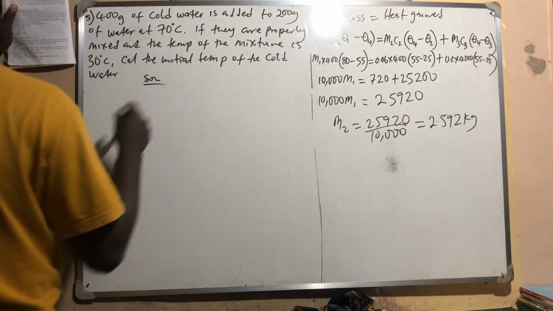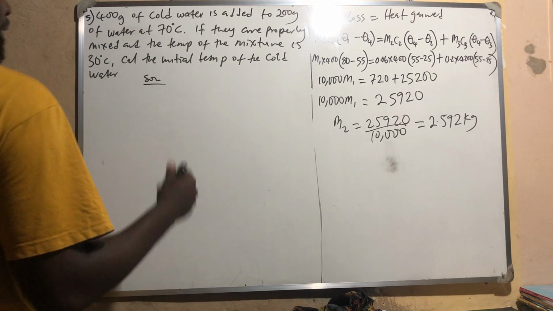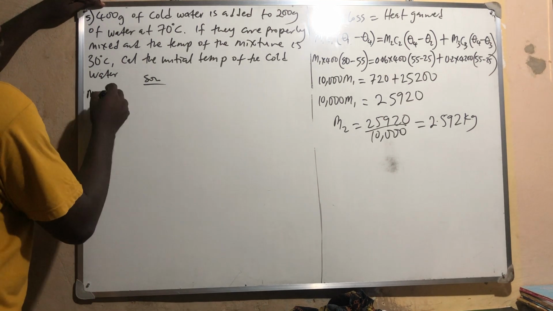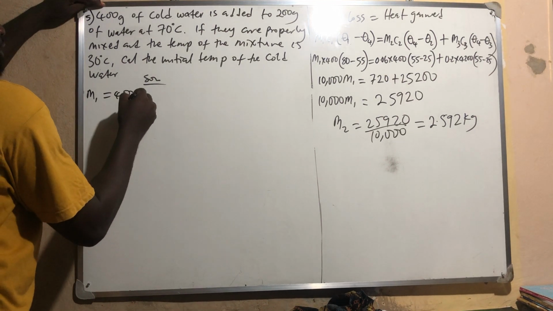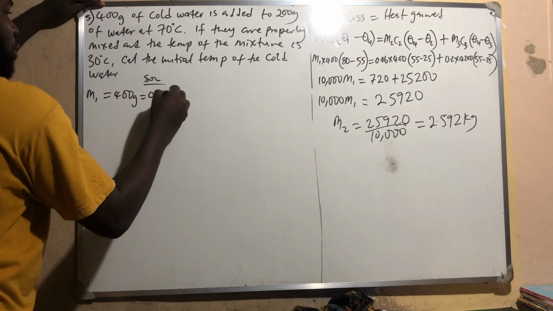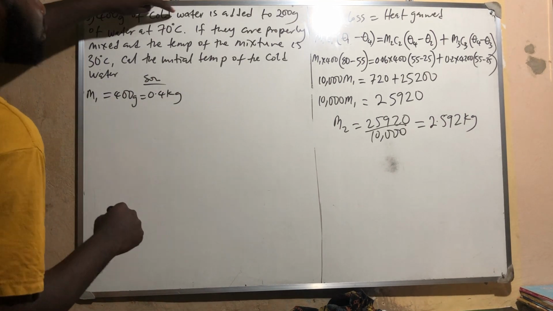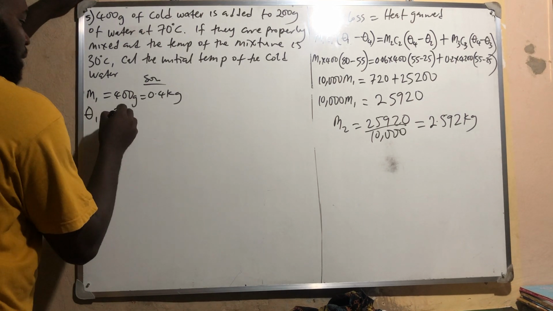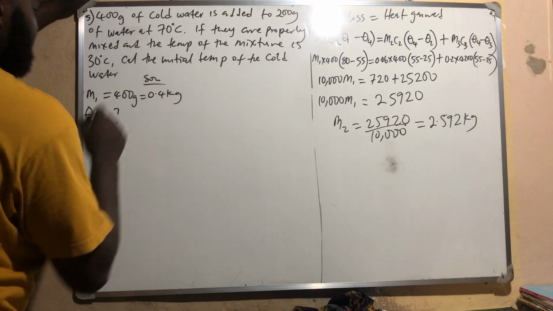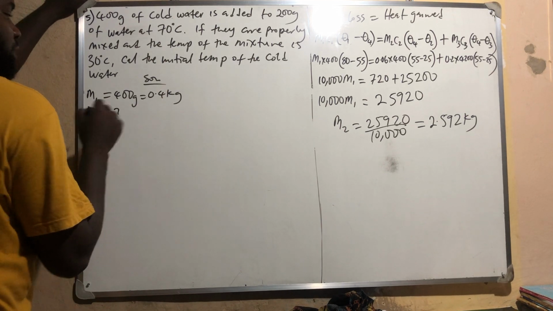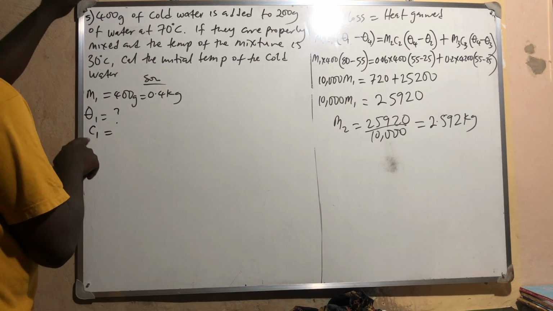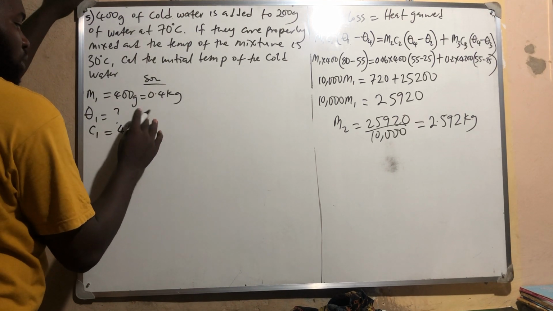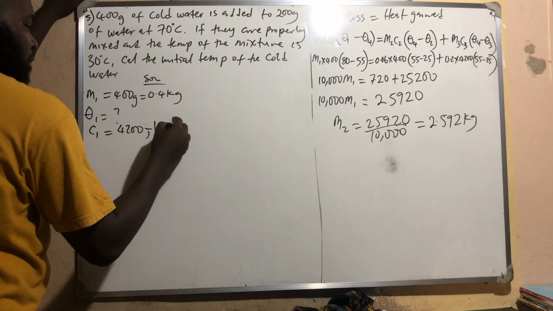This is a very simple question. Okay, just know, what are you knowing? Okay, let me bring out my parameters. M1 is the mass of the cold water, which is 400 gram, which is 0.4 kg. Okay, is added to, we don't know the temperature, so let's call it theta 1, the temperature of the cold water, which is unknown. Then C1 is the specific heat capacity of water, which is 4,200, whether you are given it or not, joule per kg per Kelvin.